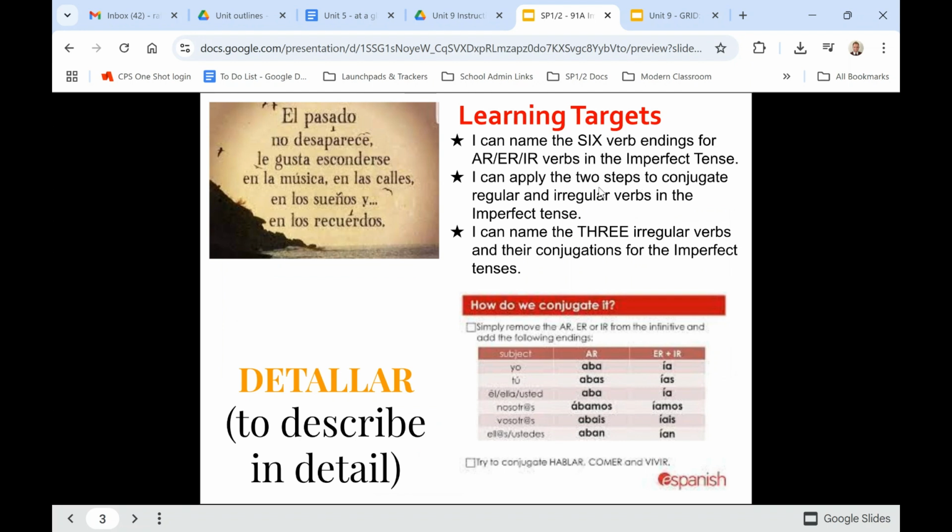Learning targets. I can name the 6 verb endings for AR, ER, IR verbs in the imperfect tense. I can apply the 2 steps to conjugate regular and irregular verbs in the imperfect tense. And I can name the 3 irregular verbs and their conjugations for the imperfect tense.